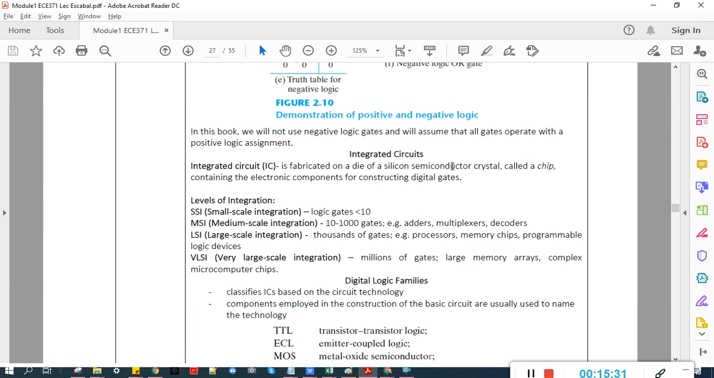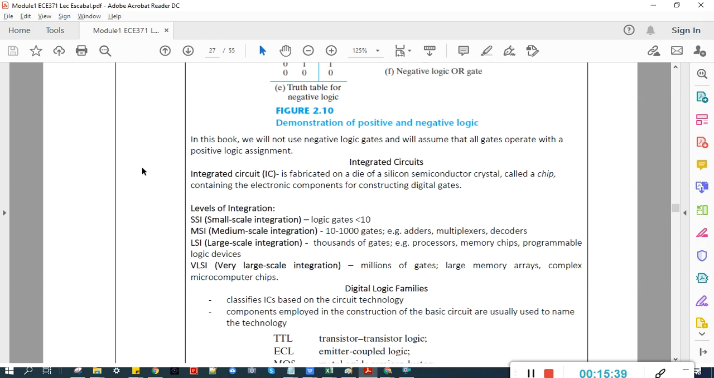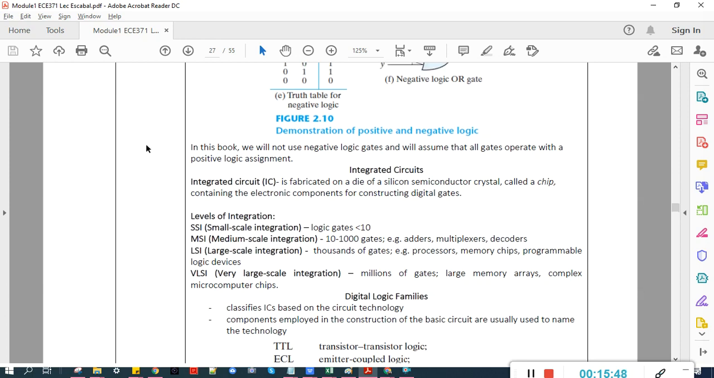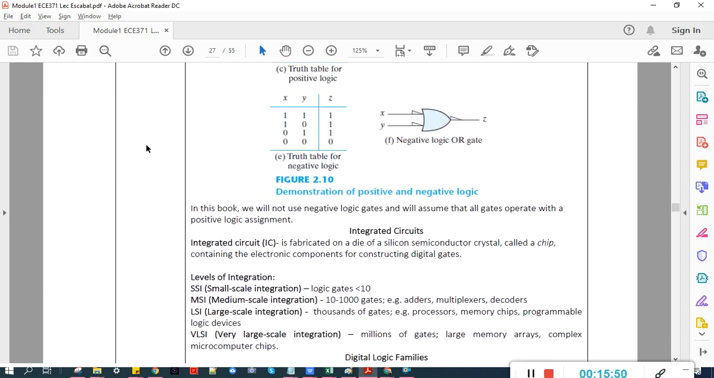In this book, we will not use negative logic gates and will assume that all gates operate with the positive logic assignment. So all throughout our discussion with Morris Mano's book, he will just use the positive logic.